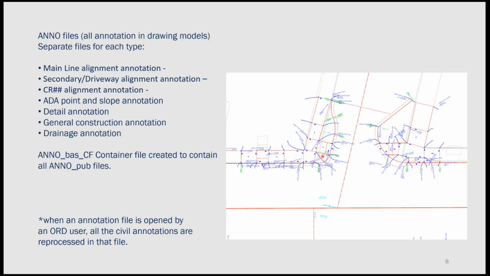Because the other thing with the annotation file is when it's referenced into the plans or the drafter, they're not live nesting all of the design files behind it, so that makes it easier to see. They're just looking for the text.